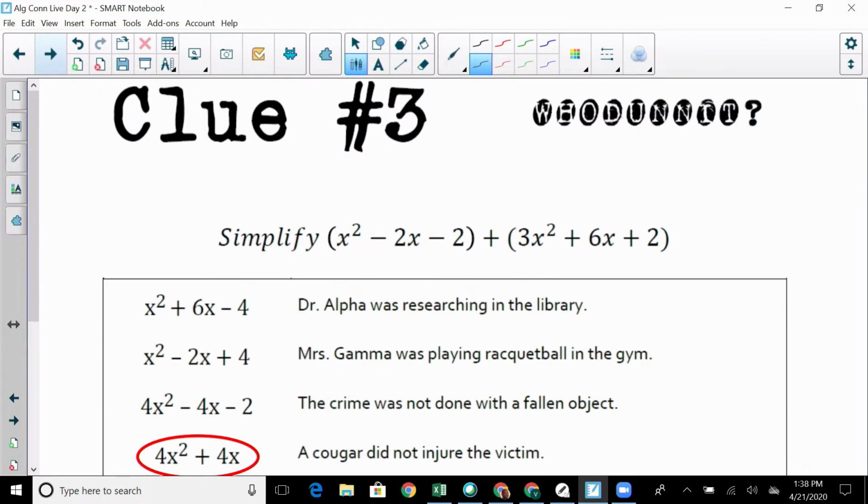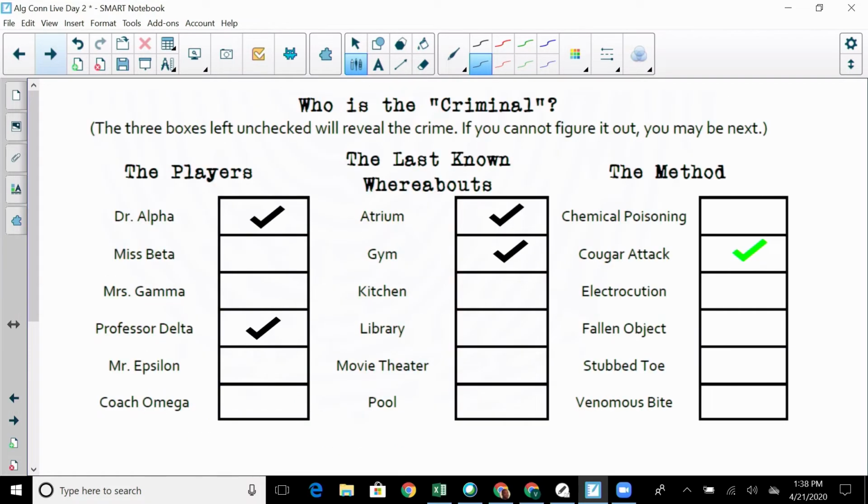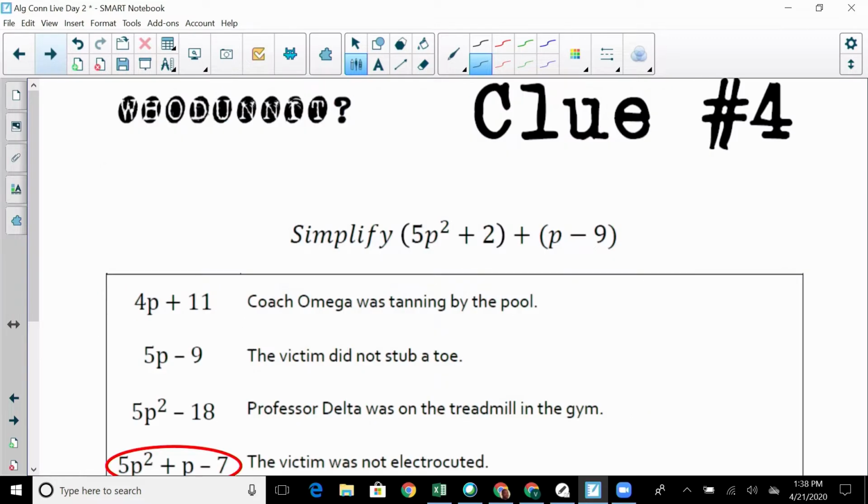The third clue, make sure I show like terms, 3x squared minus 2x squared, 2x plus 6x, and negative 2 plus 2. The negative 2 plus 2 leaves us with nothing. So 4x squared plus 4x, a cougar did not injure the victim. Let's check that off our box. Cougar attack was not the method of use.